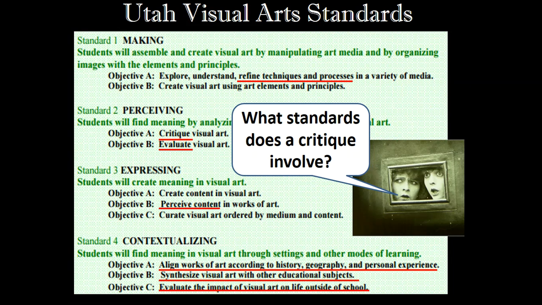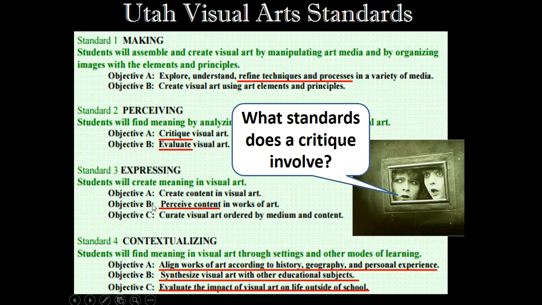All right, so Utah Visual Art Standards, you know, the standards guide our learning, right? What standards does a critique involve? Well, it's going to involve refinement for one thing, because anytime you're getting feedback on your work, you want to take that feedback and refine it. Go back and improve your craft. Standard 2 for perceiving, obviously this is the biggie right here, okay, because we're critiquing the visual art. We're evaluating the value of that visual art.